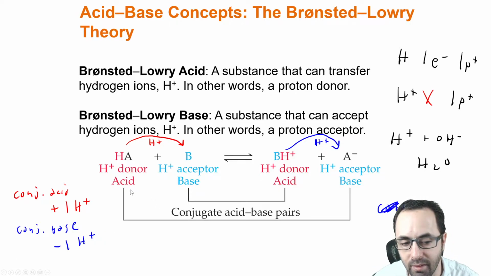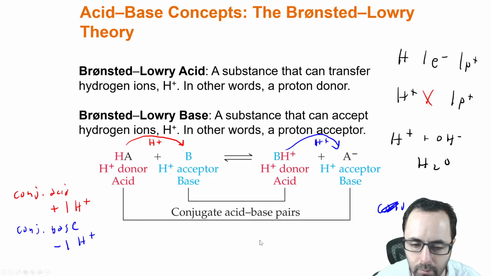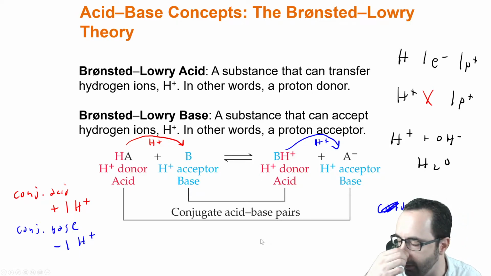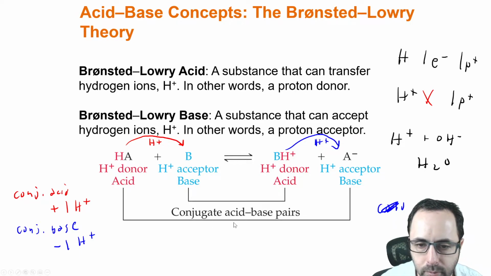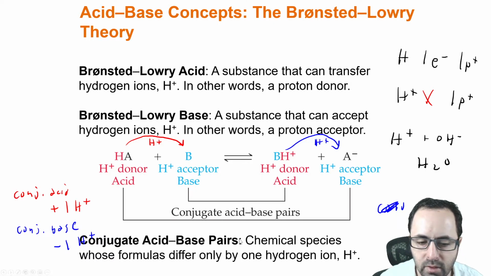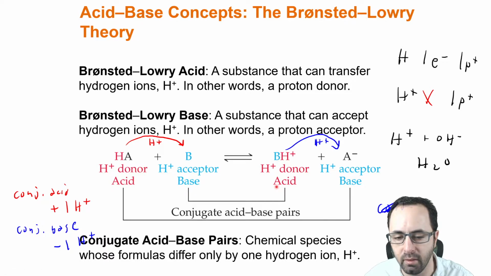And then if you have a pair like this, if they differ by 1 H plus, we would call that a conjugate acid-base pair. These two differ by a single H+, so they're conjugate acid-base pairs. That terminology may or may not have been emphasized in your previous class, but it will be exceedingly important in this class as we move forward. So conjugate acid-base pairs are species that differ by one H+ ion.